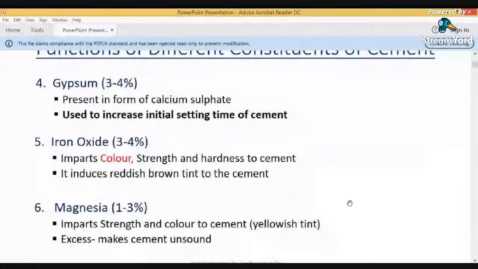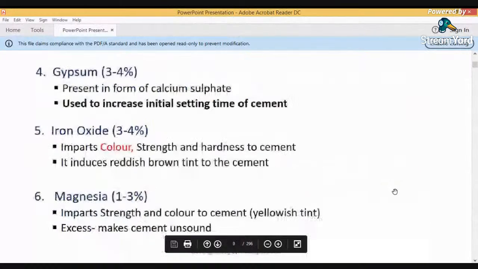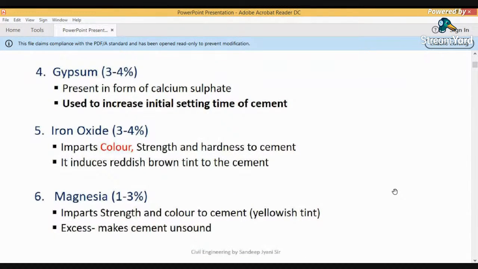Then the sixth constituent we discussed, that is magnesia. Magnesia also provides color and strength to the cement, but if you put an excess amount of magnesia in the cement, the cement will become unsound, meaning there will be disintegration of the cement, or volume expansion of the cement will occur.